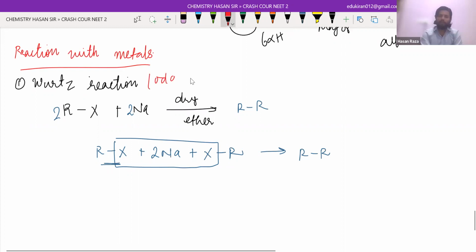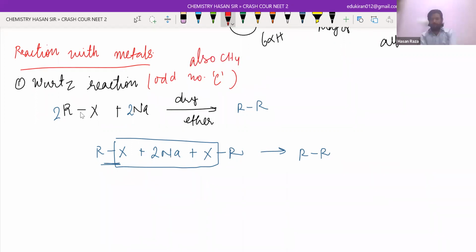So all I want to say is that from Wurtz reaction, an odd number of carbons in the product is not possible, and also you cannot prepare methane. As you can see, if there is one carbon, you will get ethane. If there is two carbon, you will get butane, but you cannot get a hydrocarbon having an odd number of carbons. You will always get an even number.